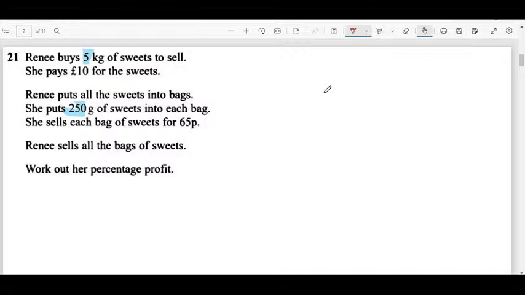Very well done, Turhan. Excellent. Okay. So the number of bags is going to be how many? 4 into 5? 20. Very good. 20 bags, and she sold each bag for 65 pence. So 20 into 65, and that would give you 1300, right? Yes. 1300. This 1300 is divided by the 100 pence, and this would give you 13 pounds. And then this 10 pounds. So 3 pounds would be the profit.